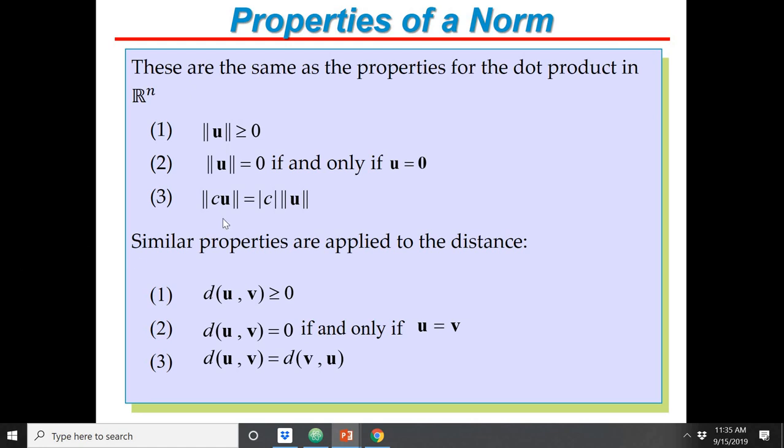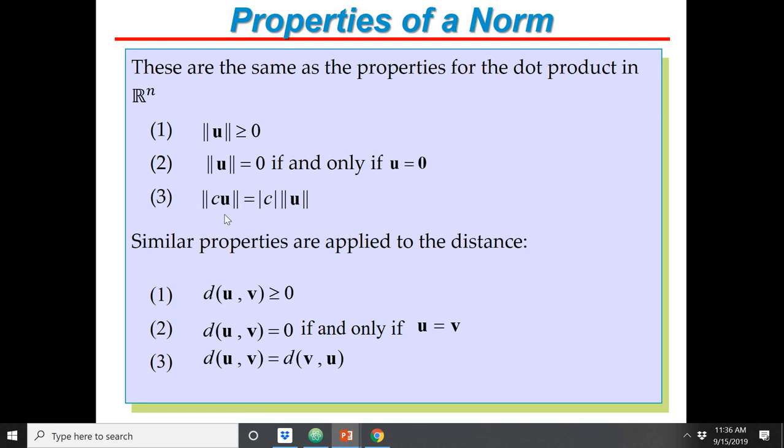These properties of the norm, or the magnitude of a vector, are all derived from the properties of the inner product. So the magnitude is always greater than 0. It's only 0 when the vector is 0. And the magnitude of a vector times a constant is the absolute value of that constant times the magnitude of u. You may wonder where the absolute value came from.